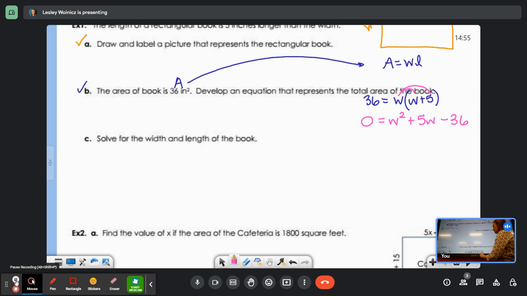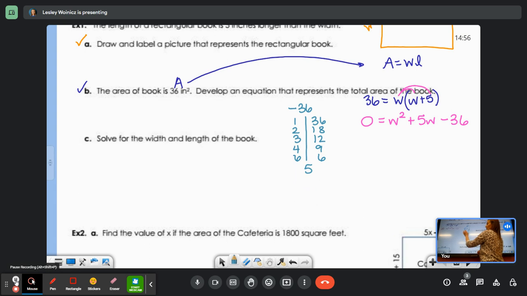Okay, let's try it. Let's see if we can find some magic numbers. So we're going to multiply to negative 36, and we're going to add up to 5. Oh my goodness. First I made my line too big, then I made it too small. So adding up to 5. So 1 times 36 is 36. 2 times 18. 3 times 12. 4 times 9. 6 times 6.